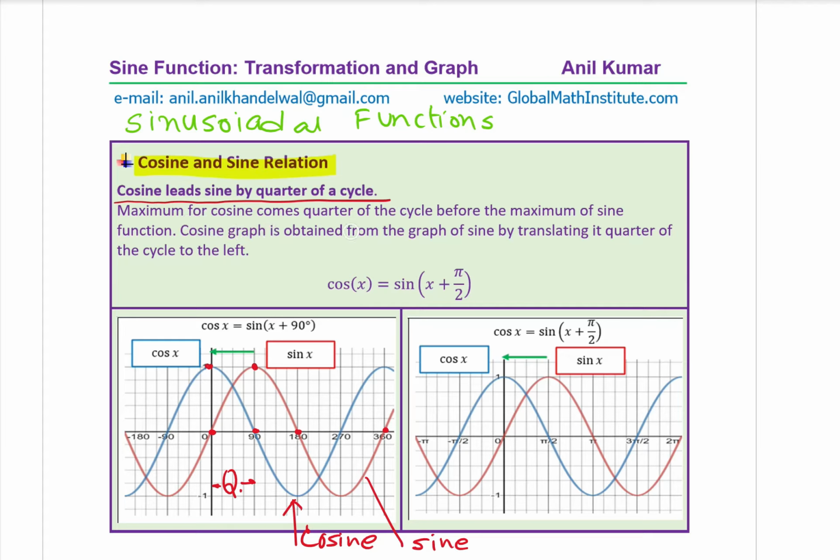Cosine graph is obtained from the graph of sine by translating it quarter of the cycle to the left, and therefore we could write the relation as cos x equals sine of x plus pi by 2. You get the idea. So that is shown here, that sine function when shifted left by pi by 2 gives rise to cosine function. Talking in radians, it is pi by 2, in degrees, 90 degrees. So that is how you could figure out which is cosine, which is sine. Cosine leads the sine function.